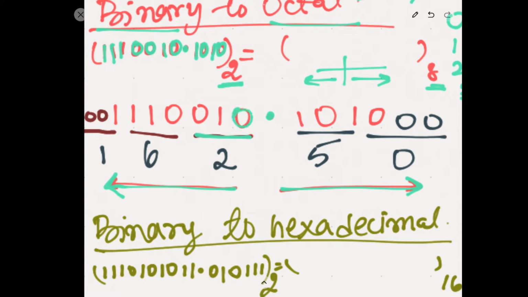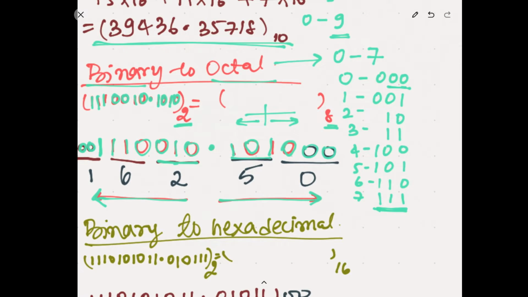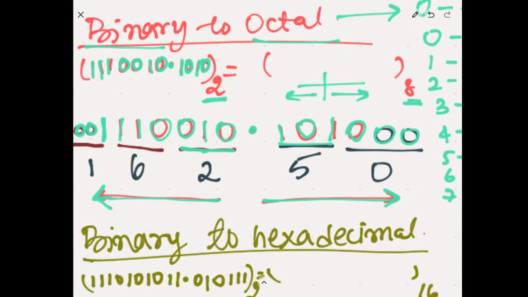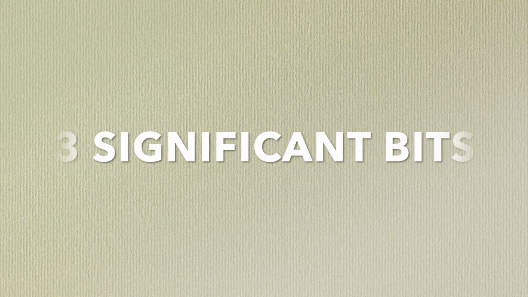So here 0, 1, 0 would be one group, 0, 1, 1 another, and because there was only a 1 left, we'll be adding 2 zeros for our convenience. Similarly, over here it would be 101, and then because there is only a single zero, we are adding two zeros. So 010 is 2, 110 is 6, 001 is 1. Then we have 101 which is 5, and 000 which is 0. So that is the only thing to remember: three significant bits.